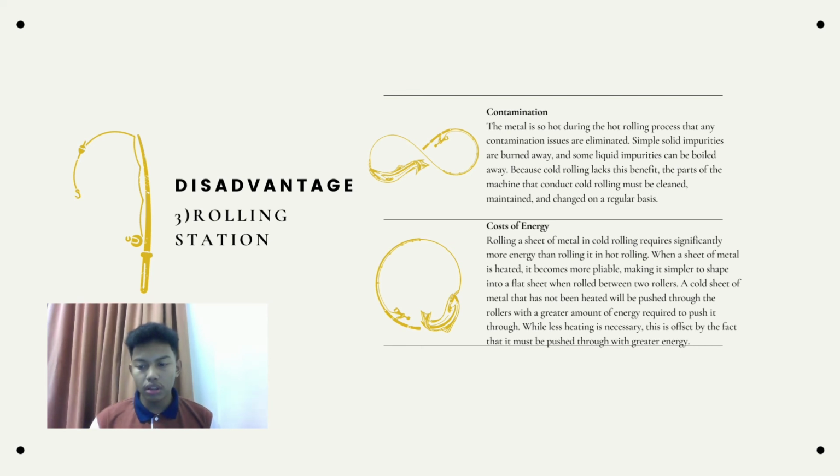A cool sheet of metal that has not been heated will be pushed through the roller with a greater amount of energy required to push it through. While less heating is necessary, this is offset by the fact that it must be pushed through with greater energy.